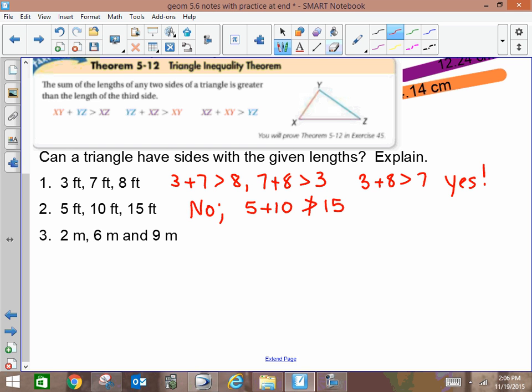Okay. What about 3? Because? That's right. 2 and 6 is not greater than 9. This is 8. 8 is not greater than 9. Okay? All you have to do is find one thing that doesn't work, and then you're done. Okay? Any questions about that? All right.